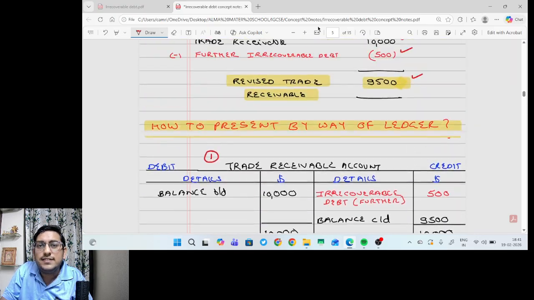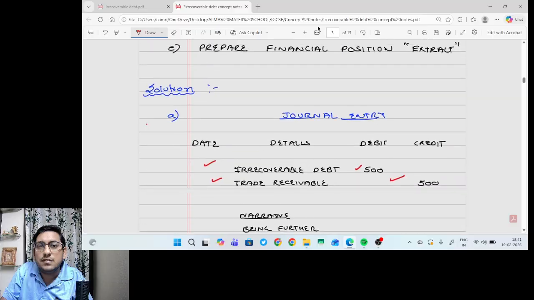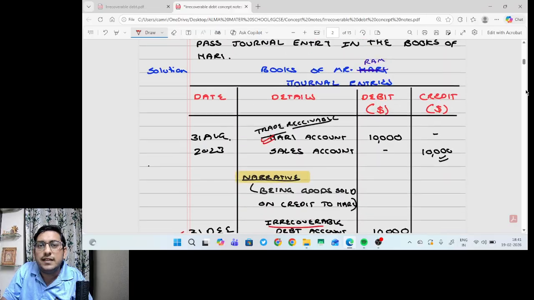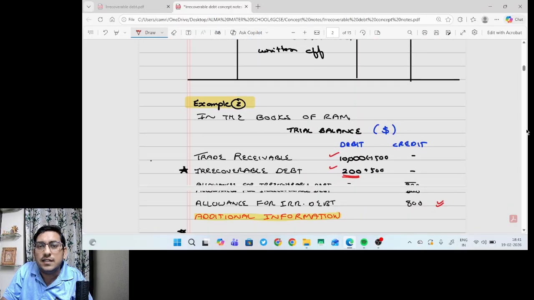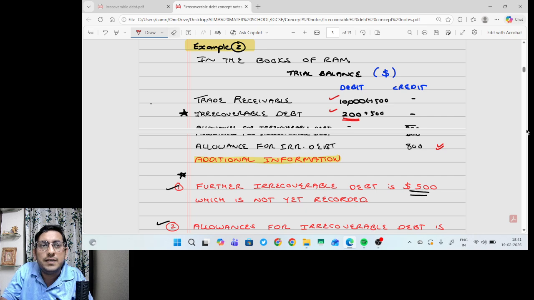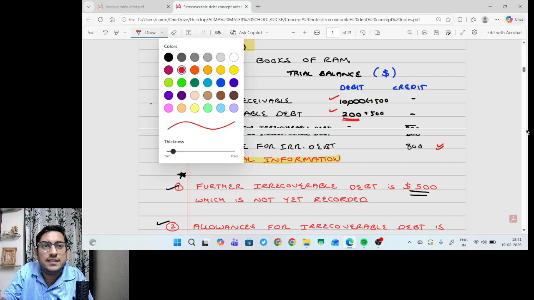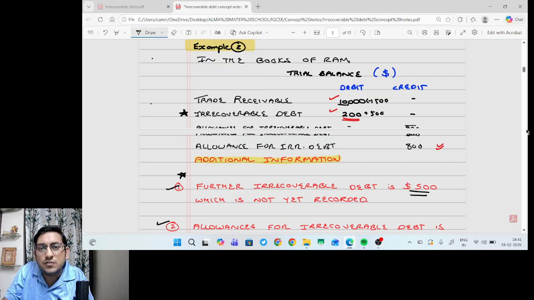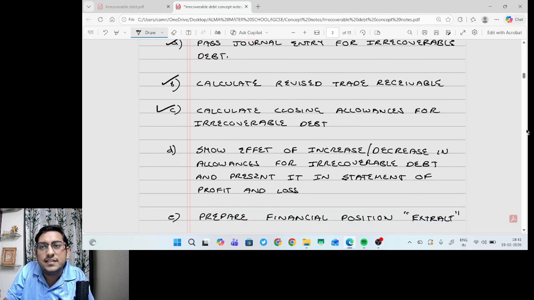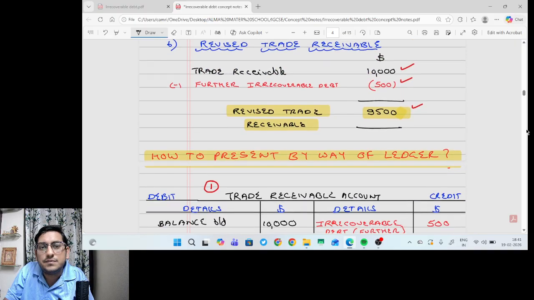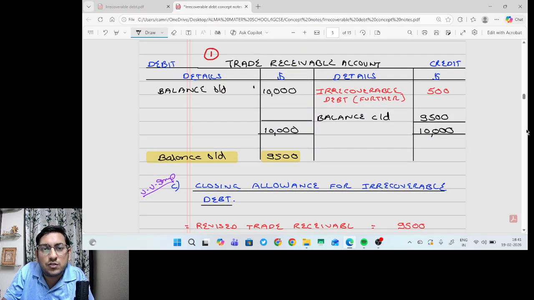Now, when we are saying trade receivable is given to me, the opening trade receivable, let us go to ledger. This opening balance is 10,000 given to us. So can I say the opening trade receivable is always on debit side? Why, sir? Because trade receivable is my current assets and opening balance of current assets is debit.